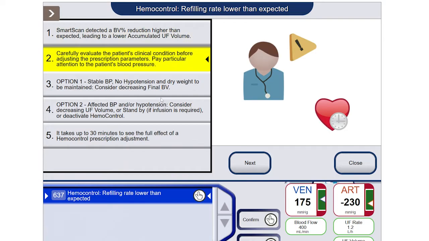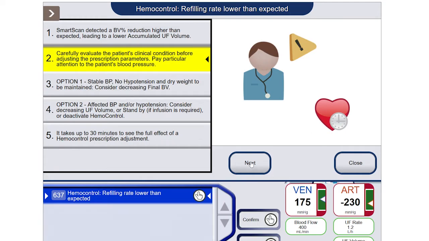Of course, it's always going to tell us to carefully evaluate our patient's clinical condition before adjusting any parameters. So we're going to check in with our patient. We're going to make sure they're not cramping, they're not dizzy, feeling unwell, making sure we have a recent blood pressure on them that is looking good, that it hasn't deviated significantly in the last 30 minutes. If they've dropped 20, 30, 40 points, that's something of note, which we're going to obviously pay close attention to.